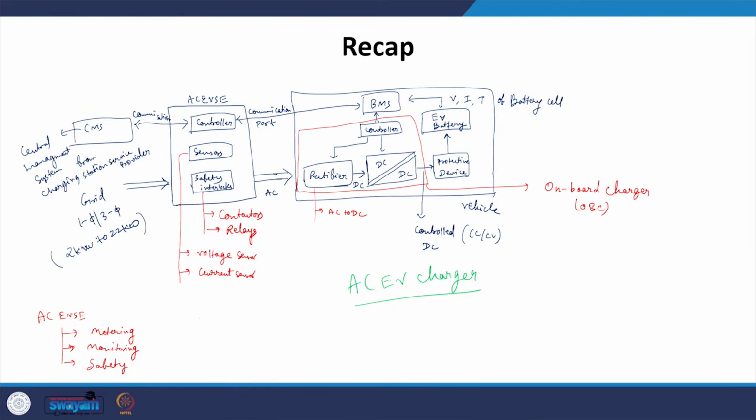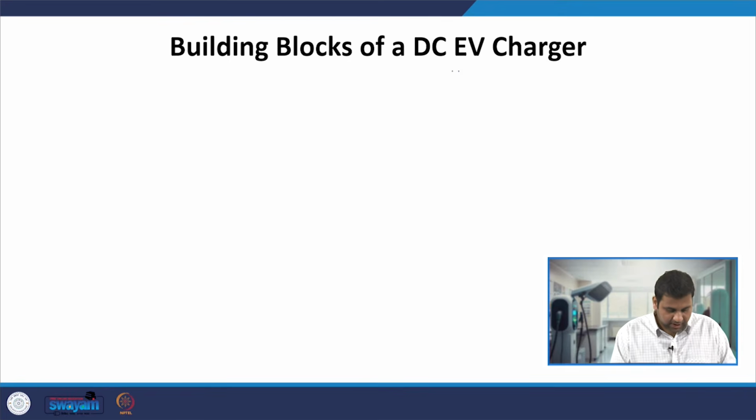Now, this is what we talked about for the AC EV charger, where the bifurcations are very clearly mentioned: we have the AC EVSE and an onboard charger in the vehicle. Now, let us see what is there in the case of a DC EV charger. Since it is a DC EV charger, we require a dedicated DC EVSE, which is nothing but DC electric vehicle supply equipment.